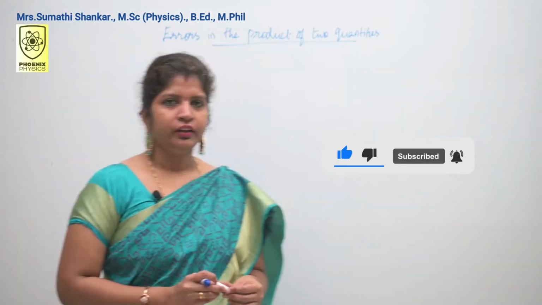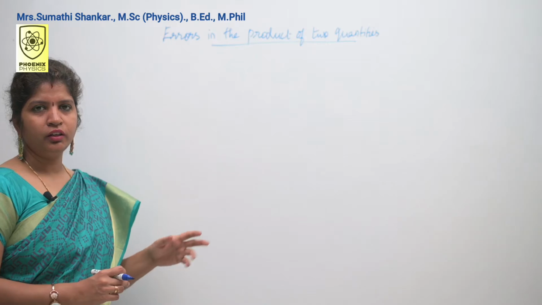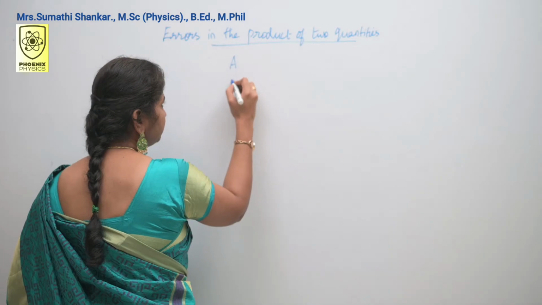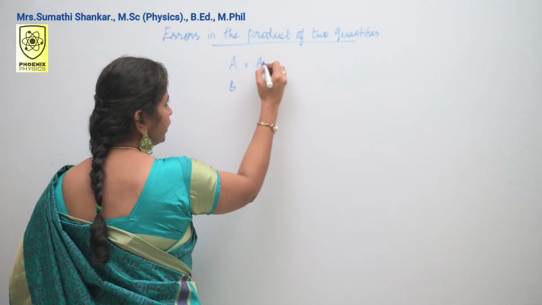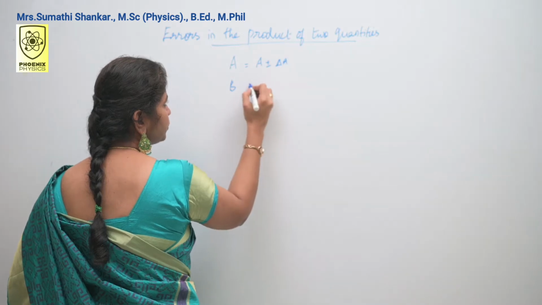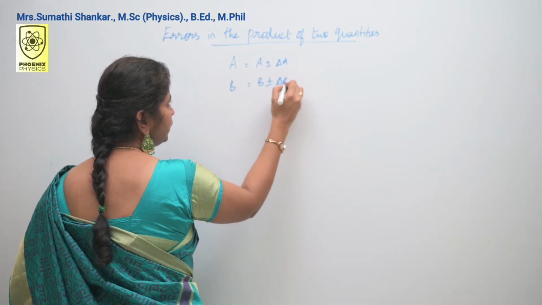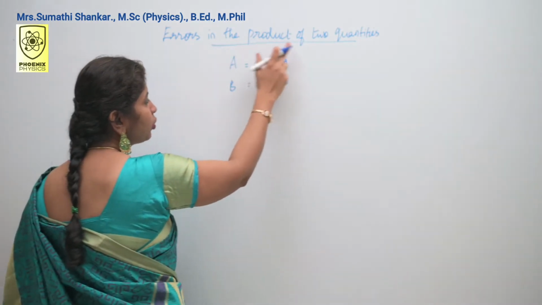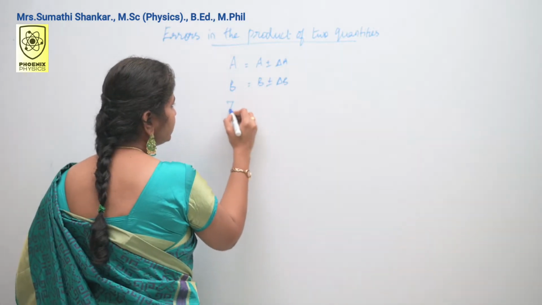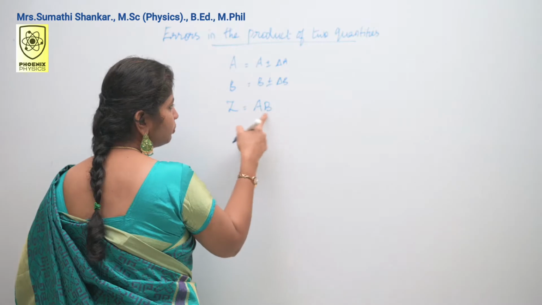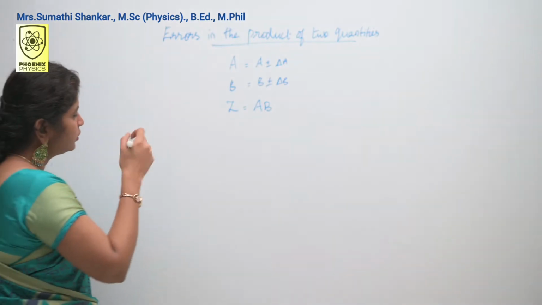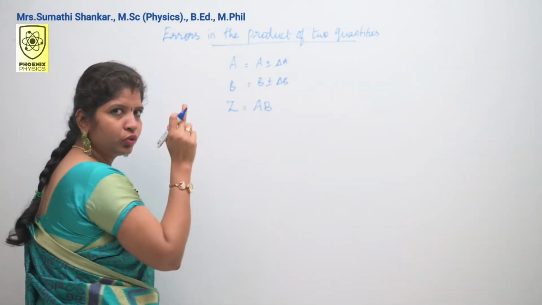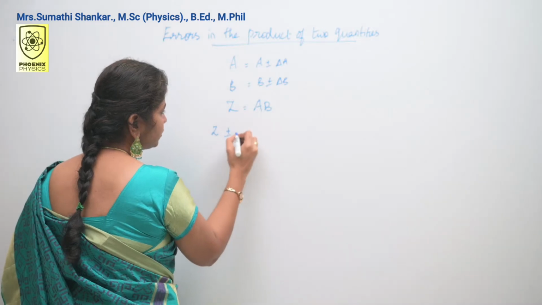Today we are going to learn errors in the product of two quantities. Product means nothing but multiplication, right? So here A and B are the measured values, that is A plus or minus delta A, B is equal to B plus or minus delta B. Delta A and delta B are the absolute errors. Here we are considering the product of two quantities. So Z is equal to AB, the product of two quantities. Same way, these two quantities have some error. The resultant will also have error, Z plus or minus delta Z.